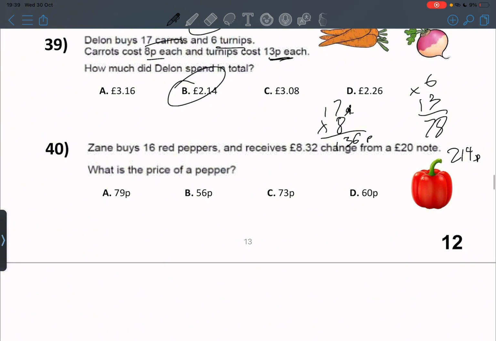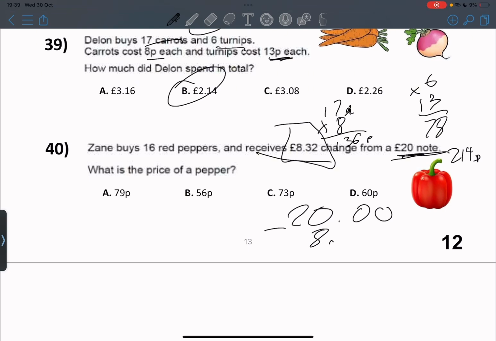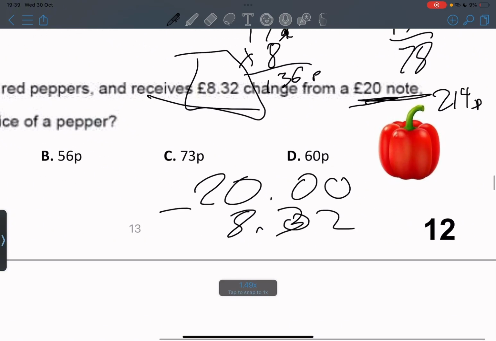Question 40, our final question here. Zane buys 16 red peppers. He receives this much in change from a £20 note. What was the price of a red pepper? So, this is how much he received in change, that means he spent the rest of it. So what we have to do again is subtract. If you want to subtract like this, you have to line up the decimal points, so backfill with zeros. This one is £8.32. If you subtract these, you can do borrowing.